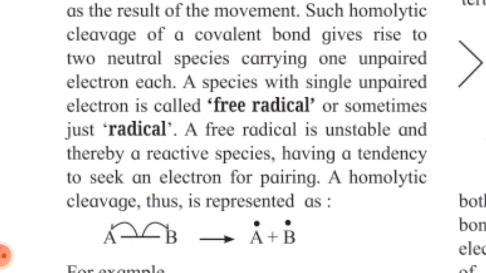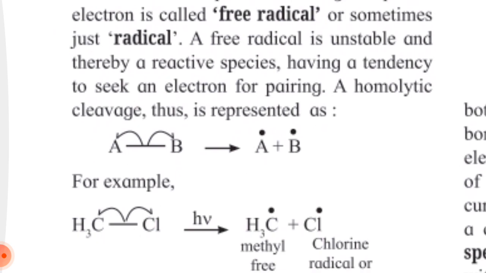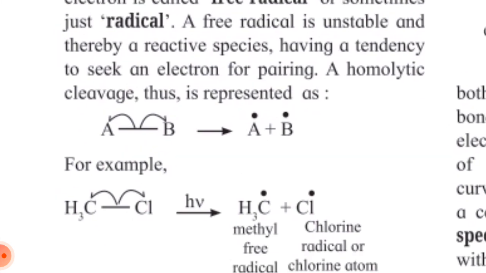Such homolytic cleavage of a covalent bond gives rise to two neutral species carrying one unpaired electron each. A species with a single unpaired electron is called a free radical, or sometimes just a radical. A free radical is unstable and thereby a reactive species, having a tendency to seek an electron for pairing.